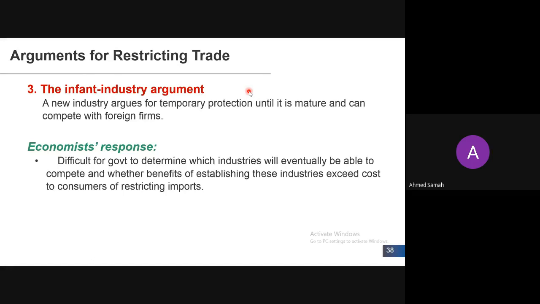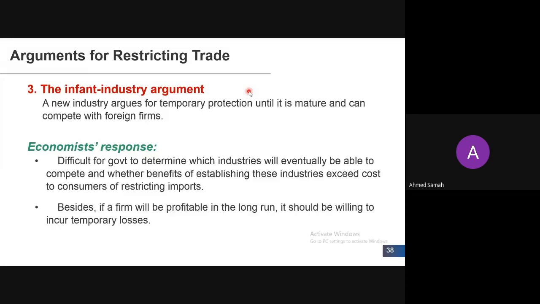So for infant industries, the government may protect them with trade restrictions, but consumers lose, and we do not know whether the benefit will be worth it by protecting this particular industry, or whether this industry will ever be able to compete with foreign firms either. So it is a huge risk at the cost of consumers. Consumers incur costs because of restrictions on imports.